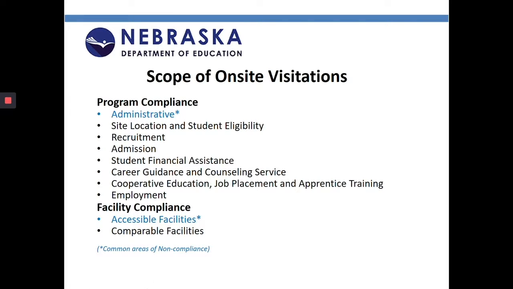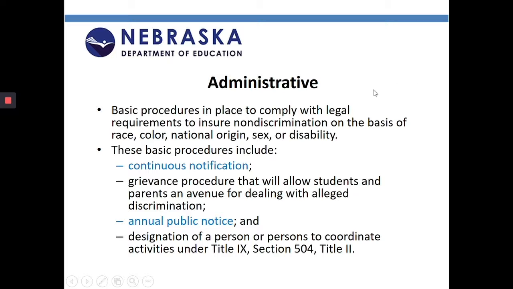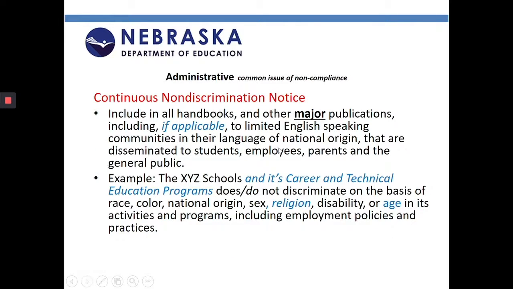For the Office of Civil Rights requirements, the two blue sections are common areas of non-compliance, or common areas where we see some issues, and these are shown on these ones. So basic procedures, continuous notification, handbook, so making sure, if it's applicable to your school or your districts, that major publications are also available in different languages. A good example of that is OPS generally has things available in Spanish as well for their Spanish speakers.